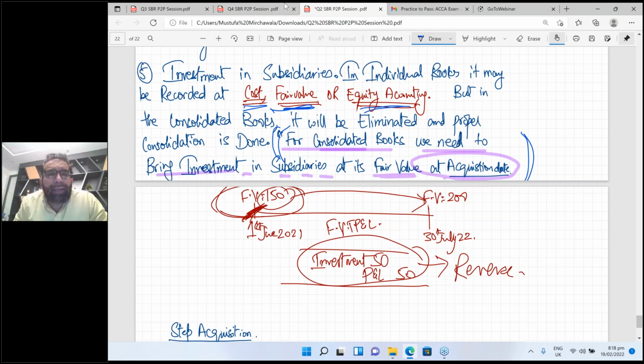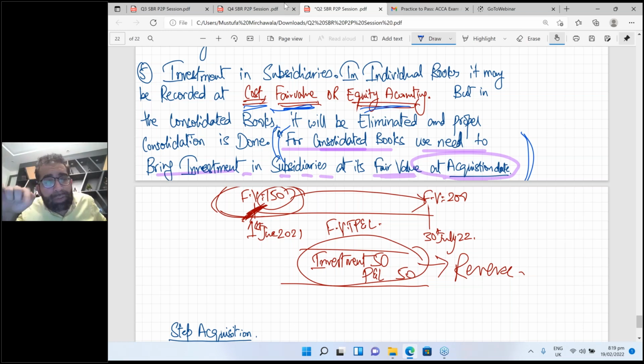I am the parent company, and today I acquired subsidiary company shares for 150. In the individual books of the parent company, I picked fair value accounting, and I recorded the investment in the subsidiary company as fair value through P&L, okay?